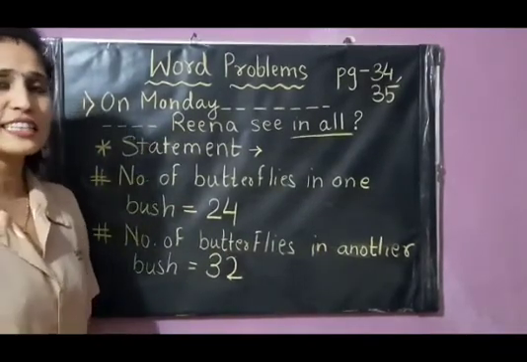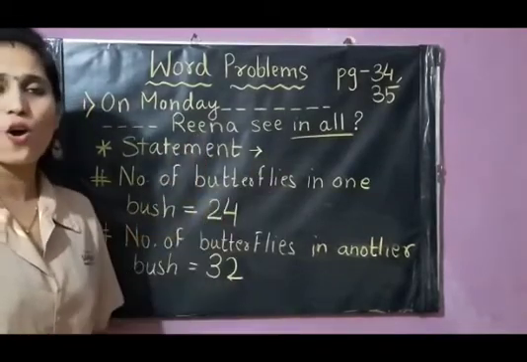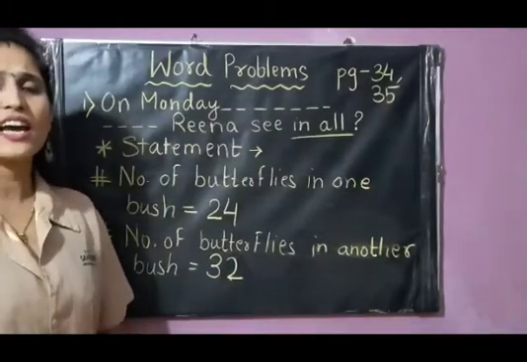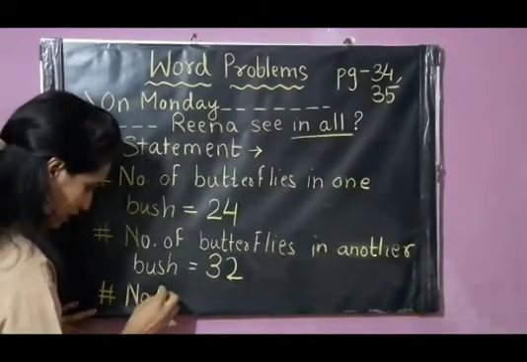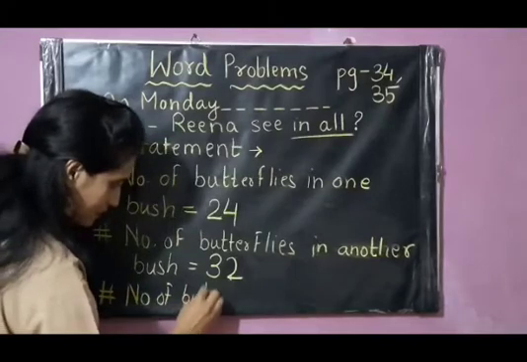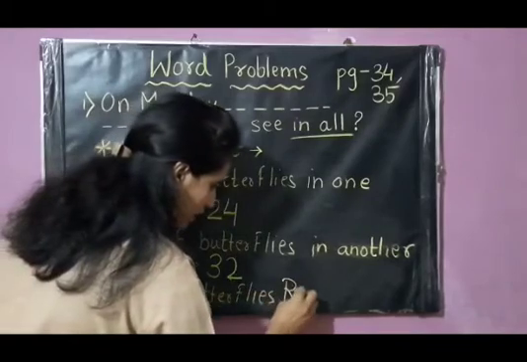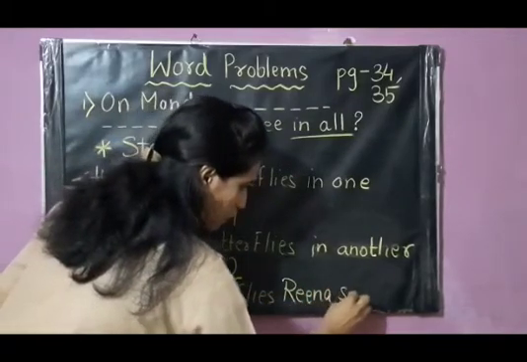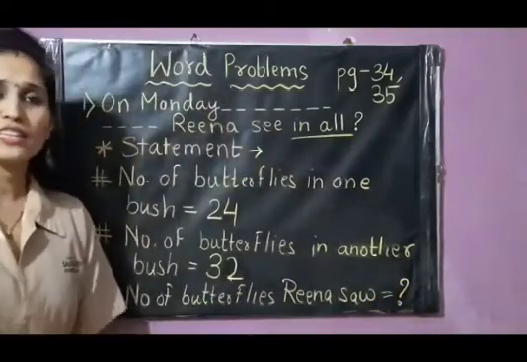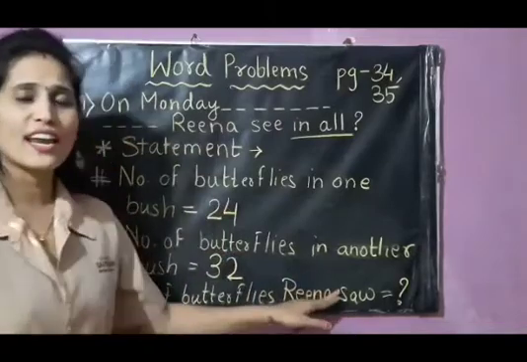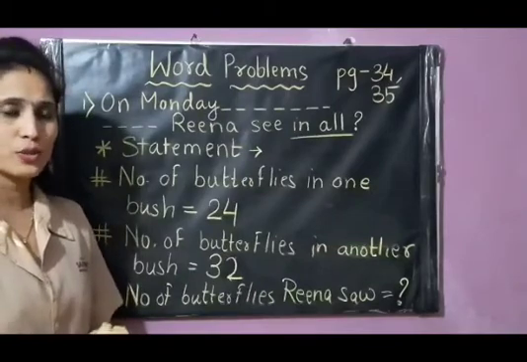And children, what are they asking? They are asking how many butterflies did Reena see in all? Number of butterflies Reena saw. We are doing it in past tense. So we will write number of butterflies Reena saw. This we need to find, children. This is not given. This we need to find. And how will we find this? By which operation? The operation is addition. So let us start.